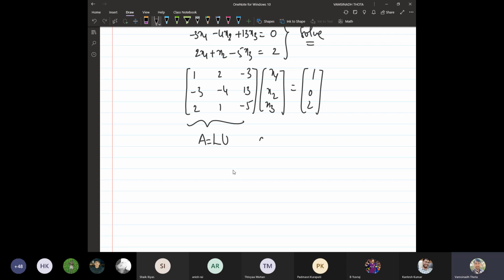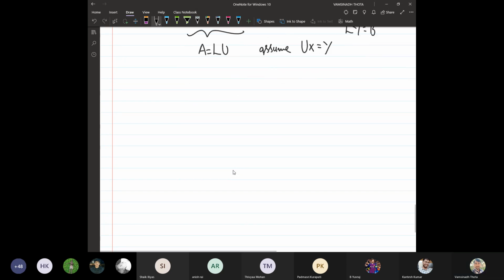Now what we will assume is U into X is equal to Y. Why? Because if you write this in matrix form, you will get AX is equal to B, but A is equal to L into U. So L times UX is equal to B. We are writing Y in place of UX. So L into Y is equal to B.